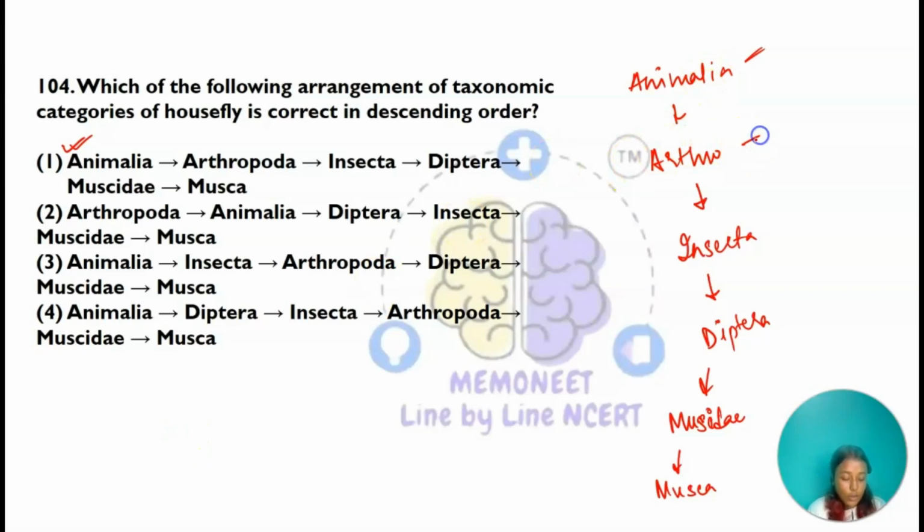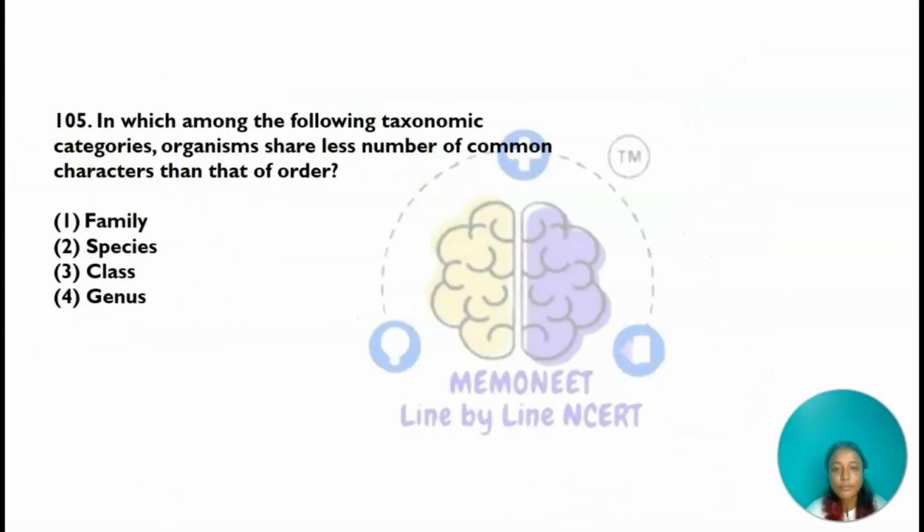Animalia being the kingdom, then Arthropoda being the phylum, then the class, which is Insecta, then the order, which is Diptera, then the family, which is Muscidae, then the genus, which is Musca, and then the species, which is domestica. Musca domestica. So we'll see which of the following options is correct: Animalia, Arthropoda, Insecta, Diptera, Muscidae and Musca. So the correct answer to this question is option 1.